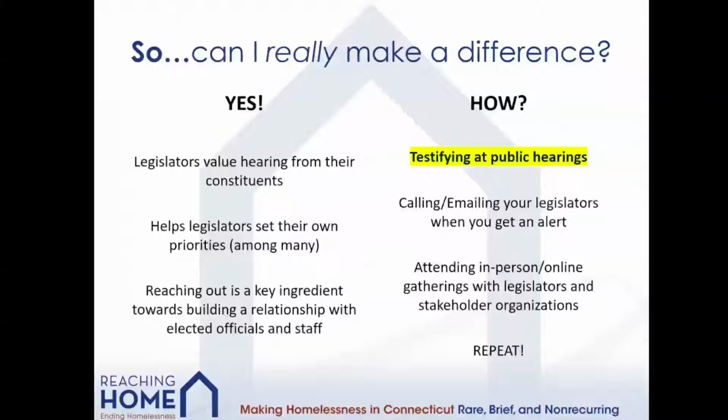You can also call or email, which is something Jackie shared earlier. I'll also add that you can attend in-person or online gatherings as they're happening. Usually, folks who are organizing those events will extend invites to local representatives to make sure they're aware of these issues. And this is really helpful for legislators to know what their communities are talking about. And they're also there at the legislature to be responsive to what their constituents, or the folks who live in their region, are saying.